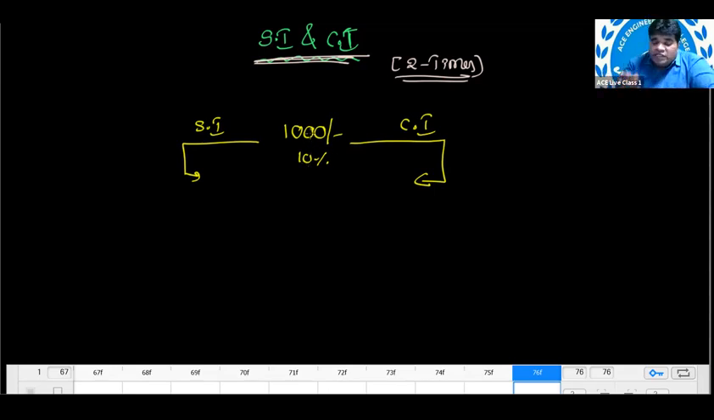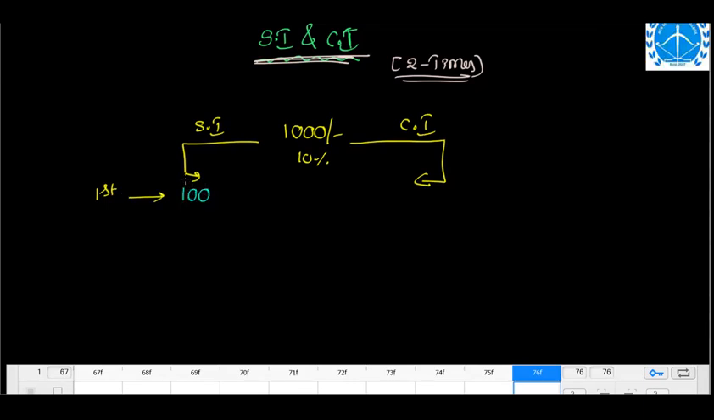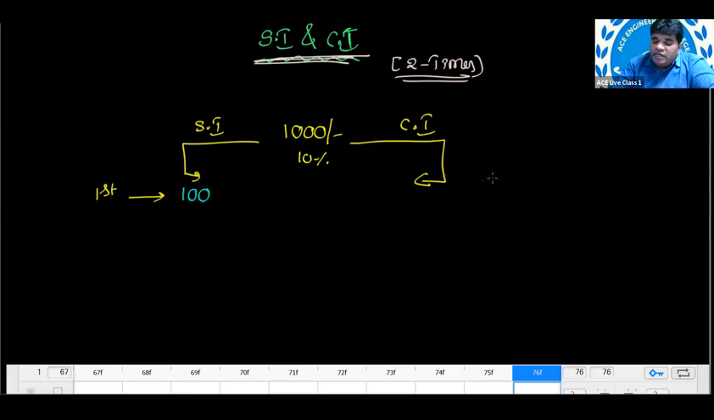10% on 1,000. Simple interest for the first year is 10%, that is 100 rupees. In the second year, again the simple interest is the same 100 rupees. Simple interest is always the same for every year: 100, again 100, again 100.